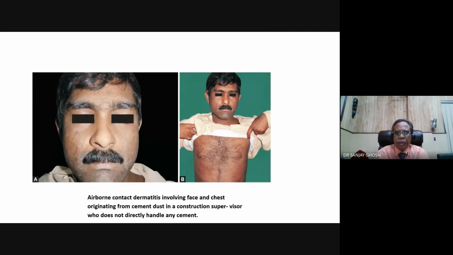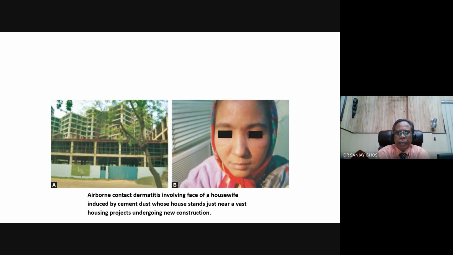This is a patient not in direct contact with cement. He is not a cement worker, but he is actually an inspector of that particular factory. So he is exposed to airborne cement, getting airborne contact to potassium dichromate. This is airborne contact in a housewife residing near a construction site. These are very common, and we are missing them. We diagnose lots of other things, atopic and so on, but these are actually very, very common in our urban area. So we do patch tests, find positivity and advise caution, but it is very difficult to cure this patient as the construction is going on for a long time.